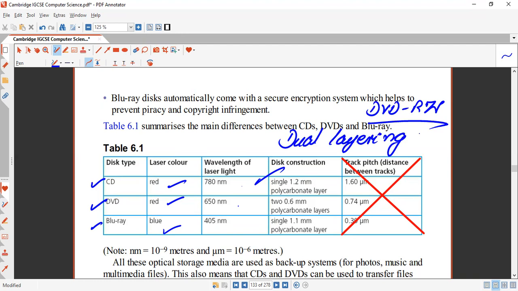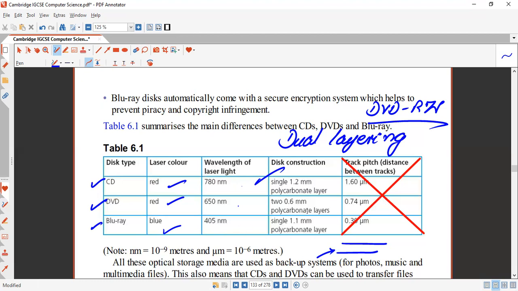Okay, but always remember that when there are two layers and the laser light strikes here, there might be an issue of birefringence. Now, what do you mean by birefringence? It means that if there are two layers and laser light is striking here, it might not strike at the accurate location. And if it's not striking at the accurate location, there will be data corruption or data loss. But when it comes to Blu-ray, again, it has a single 1.1 polycarbonate layer.